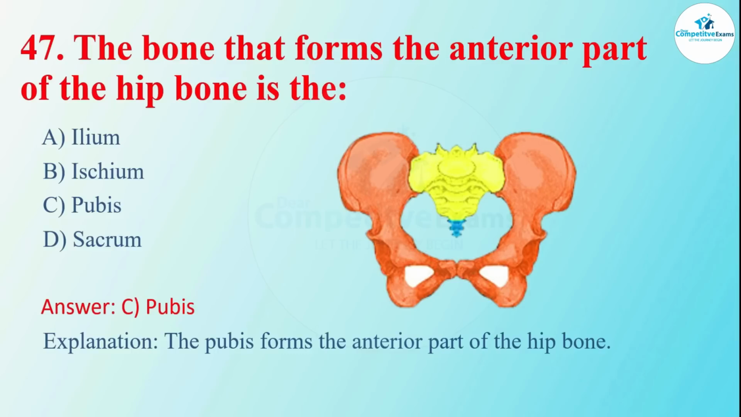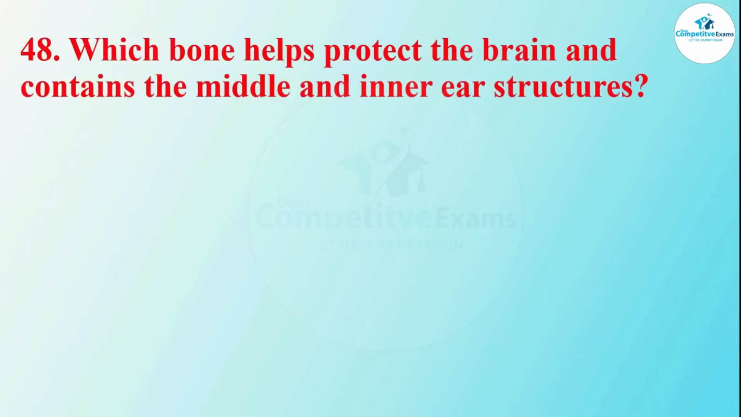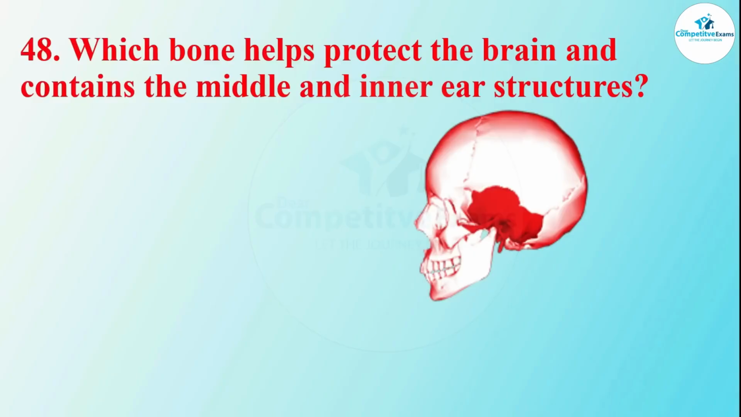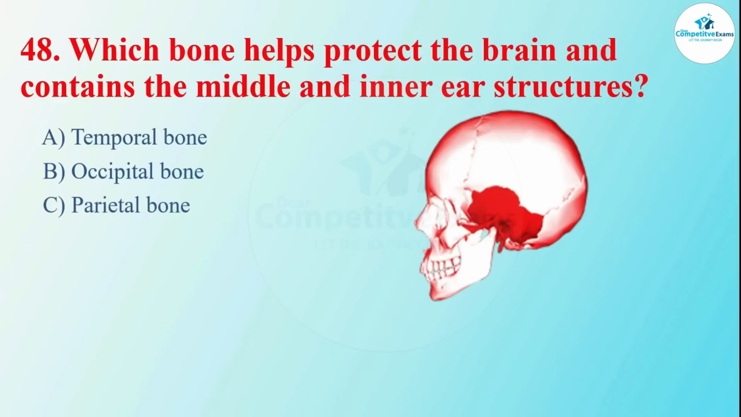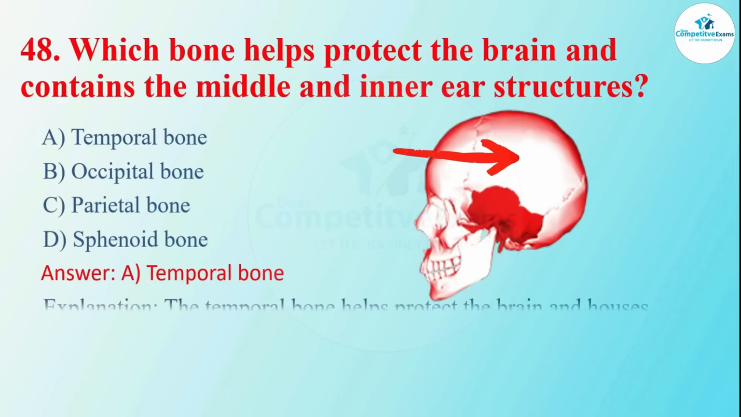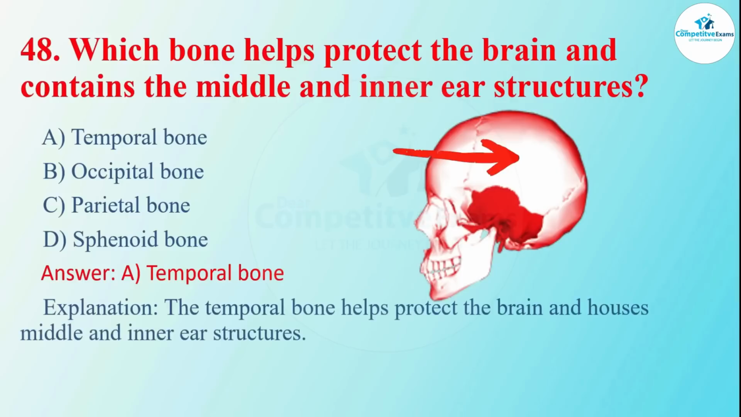Let's move on to question number 48. Which bone helps to protect the brain and contains the middle and inner ear structures? Your options are temporal bone, occipital bone, parietal bone or sphenoid bone. Answer is temporal bone. The temporal bone helps protect the brain and houses middle and inner ear structures.